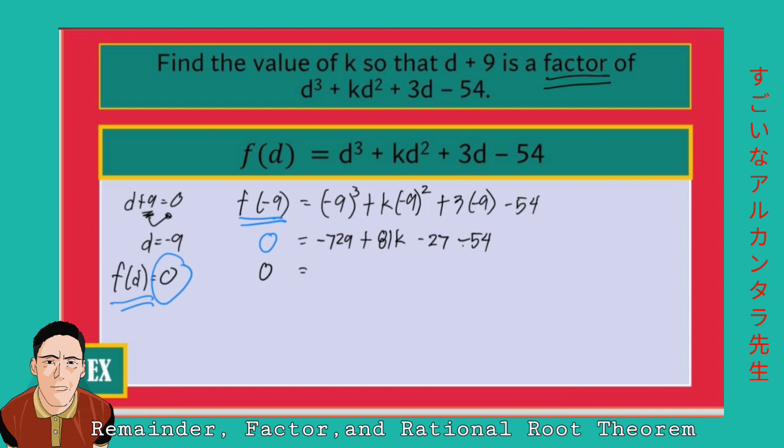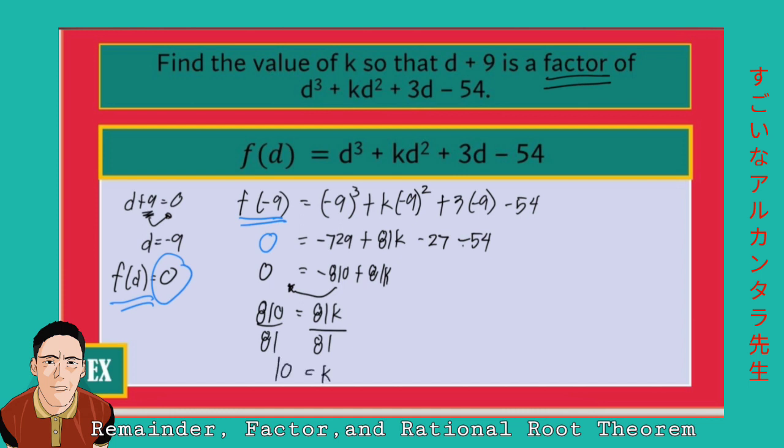What will be the answer here? This will be -810 plus 81k. Then we transpose -810 here. This will be positive 810 equal to 81k. Divide both sides by 81. Then our value for k is none other than 10.